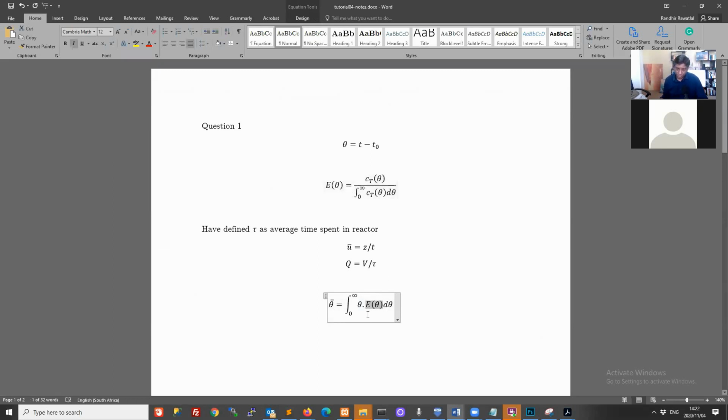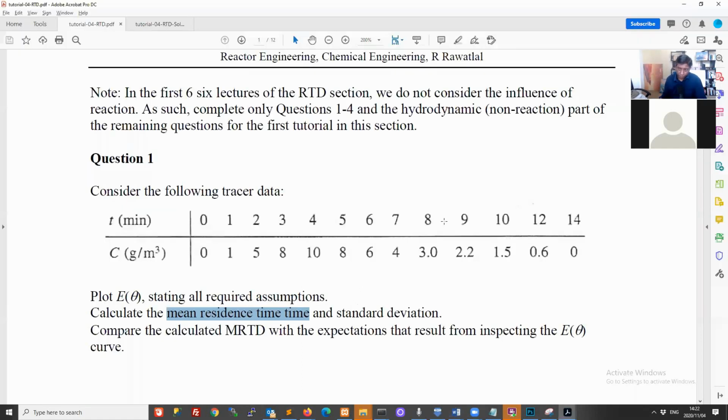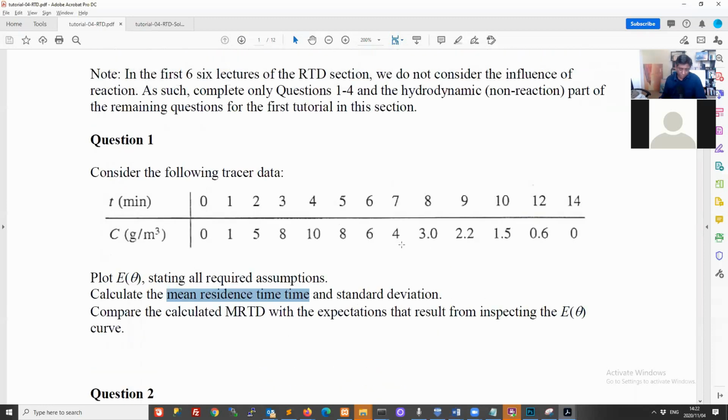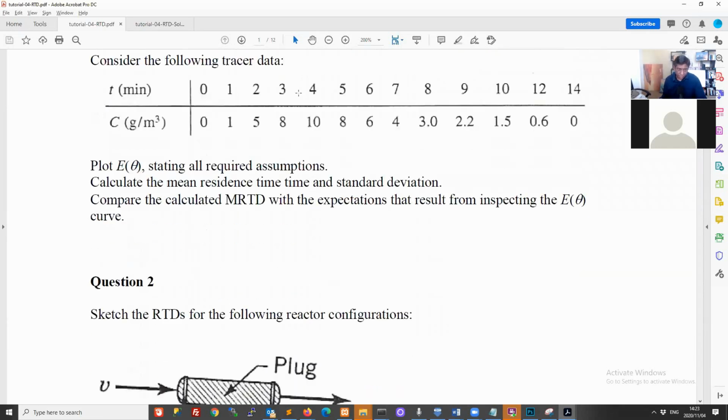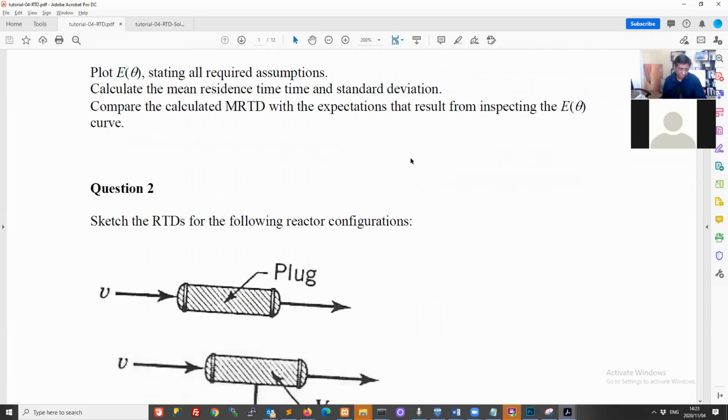And then it's a short step. We just have to multiply by theta. So we take the same distribution function that we found there. We multiply by theta, and then we add up over all thetas. So that will give us the average age in that reactor. Any questions or comments there? Okay, so that's all you have to do in this question one, right? So you get E of theta and you get the mean residence time. So it's a bit more numerical than anything else. Okay, so that's just processing your age distribution to some extent.